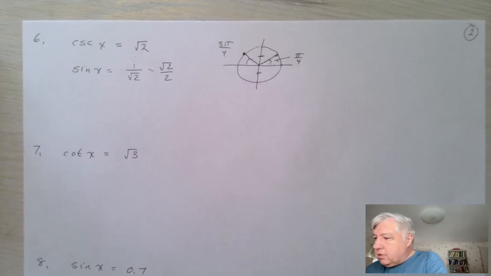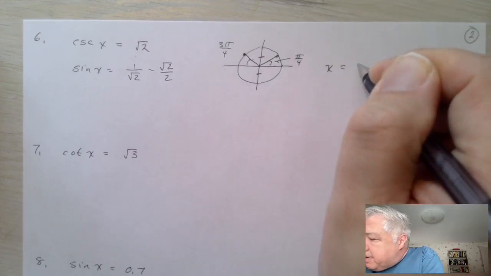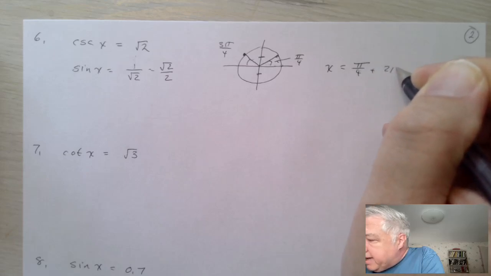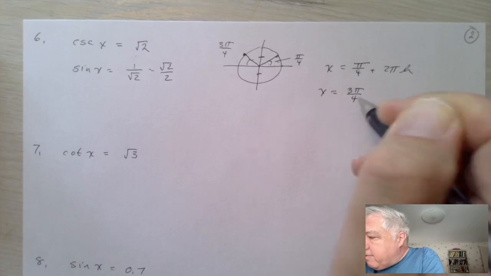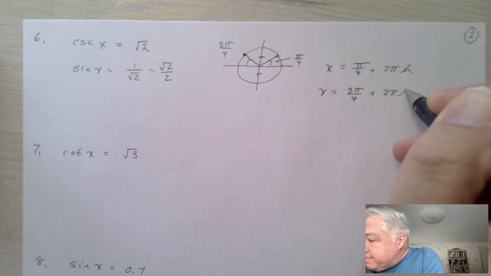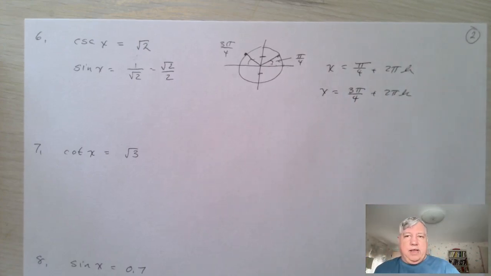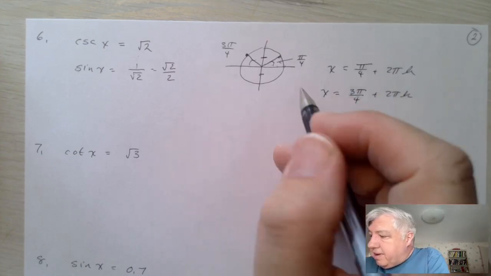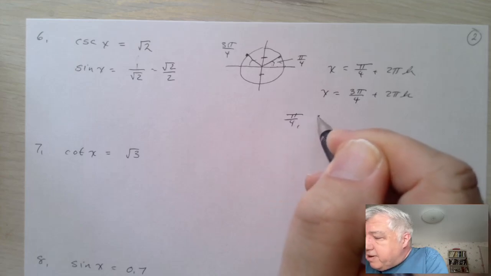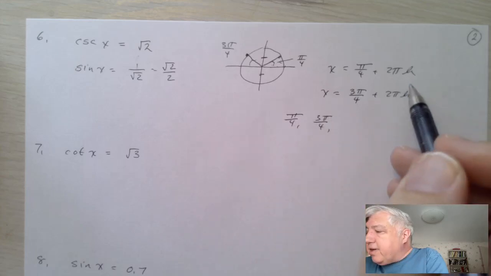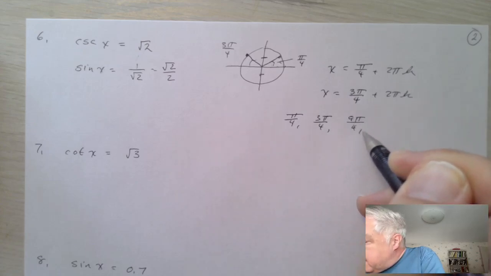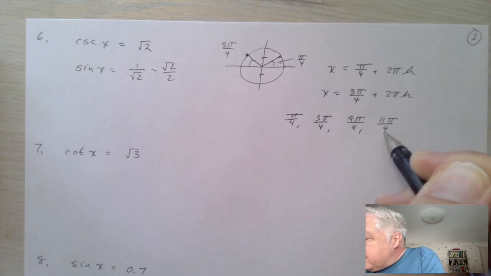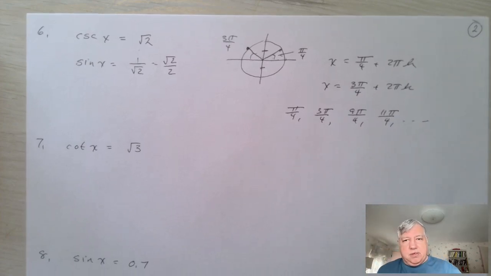Okay, great. So x is going to be pi over 4 plus 2 pi k, and the other solution would be 3 pi over 4 plus 2 pi k, where again k is an integer. Okay. So you can see it would be pi over 4, 3 pi over 4, and k equals 1, we get 9 pi over 4, and then 11 pi over 4, and so on. Okay, these are a few solutions.